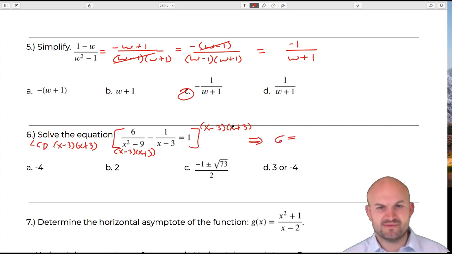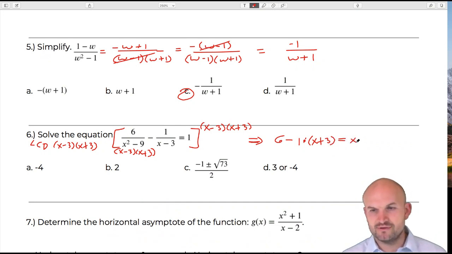Minus, the x minus 3s are going to divide out. So that's going to, oh, what am I doing? Equals. That's going to be a minus a 1 times x minus 3, so that'd be x plus 3, times an x plus 3. And then equals x minus 3 times x plus 3 times 1 is going to be x squared minus 9. So again, we're going to have a quadratic here that we're going to need to solve. So that minus x minus 3 equals x squared minus 9.